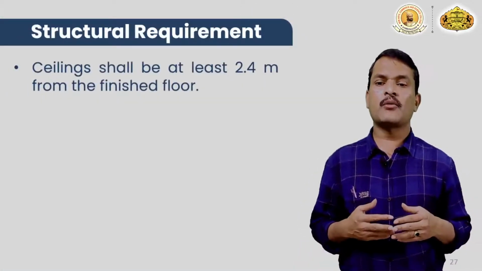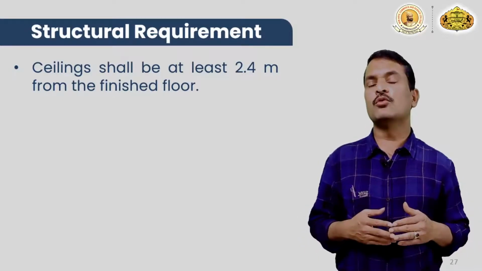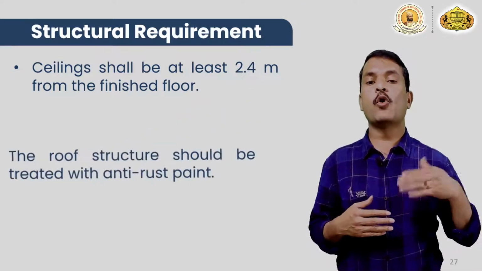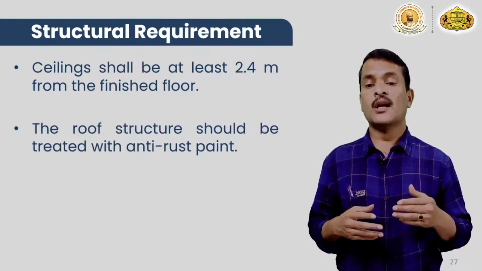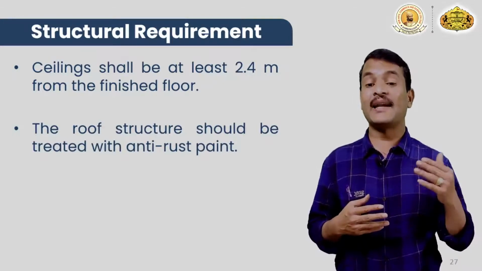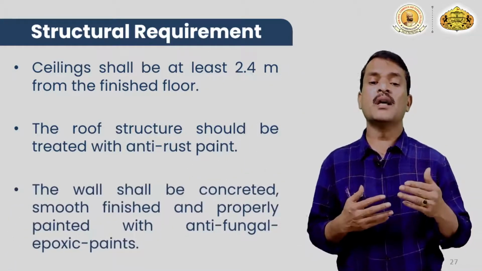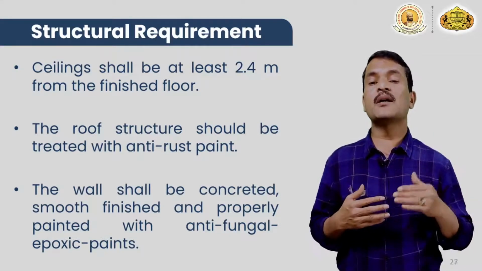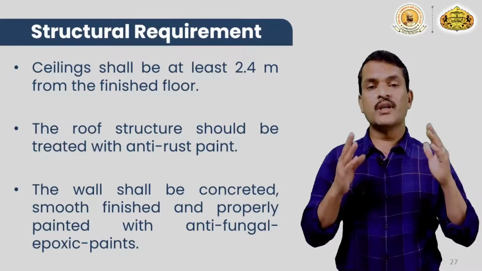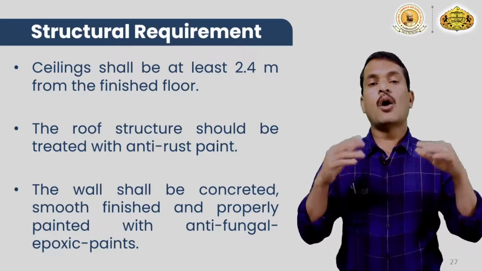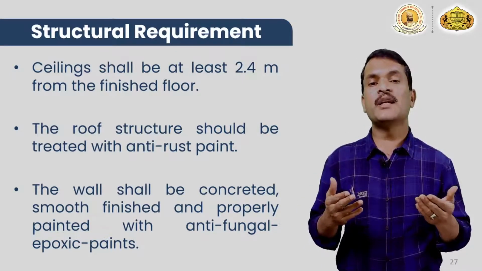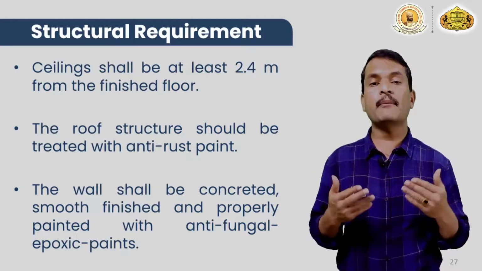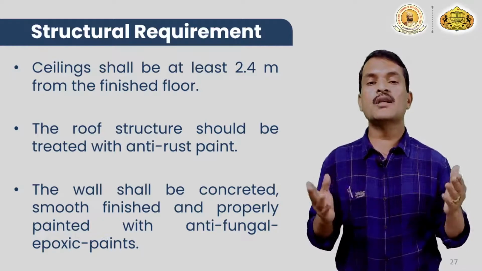Under the structural requirements, there are certain things we need to recall here. The ceiling shall be at least 2.4 meters from the finished floor. The roof structure should be treated with anti-rust paint, and the wall should be concreted, smooth finished, and properly painted with anti-fungal epoxy paints. This is necessary because different types of fungi, fungal spores or fungal fragments may grow on the wall if the wall is not of such a type.